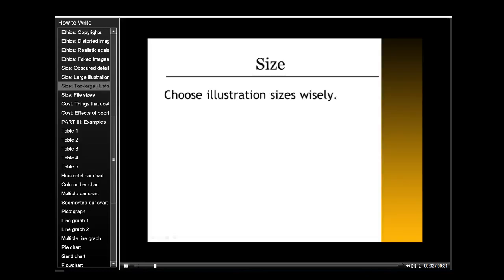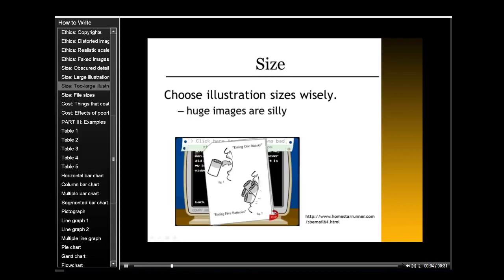Choose the size of your illustration very wisely. If it's a really big image, it's going to be kind of silly. And also, big images cost money to print, both for ink and in terms of just page space, since you're having to pay for the dead trees.